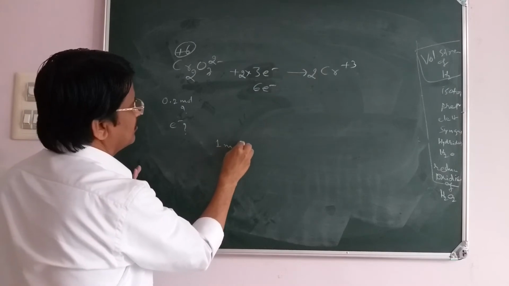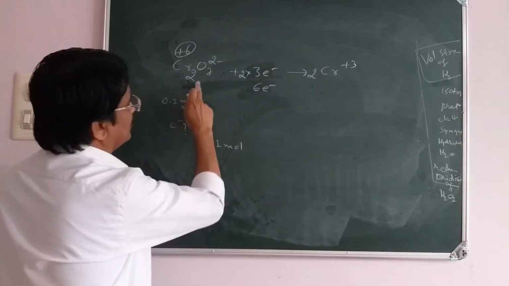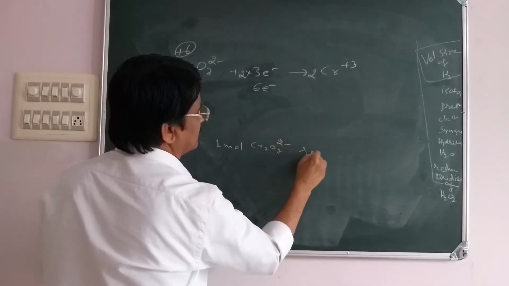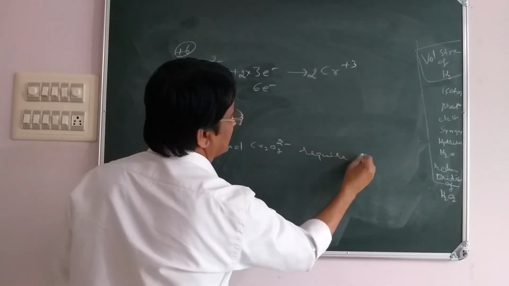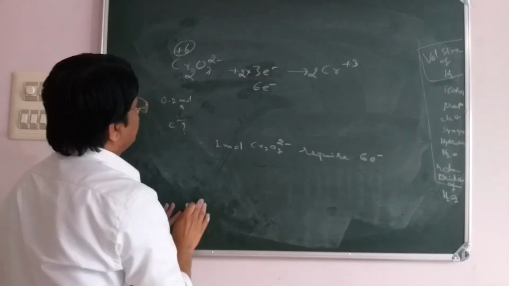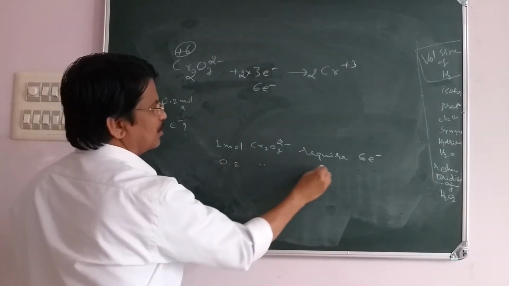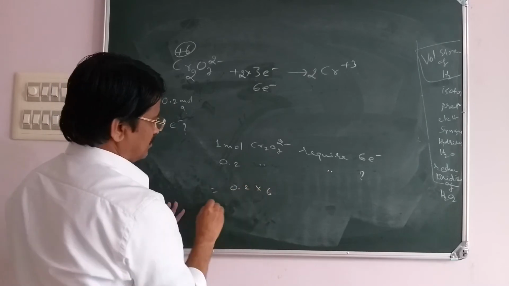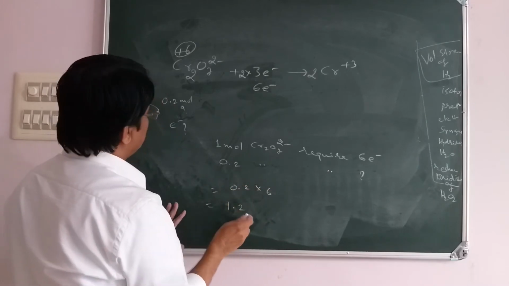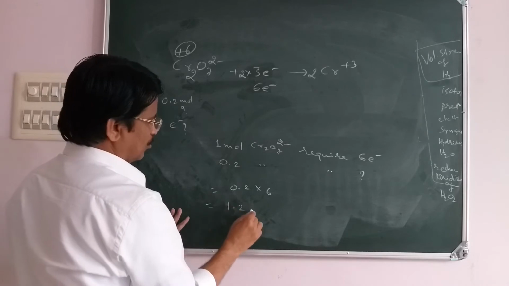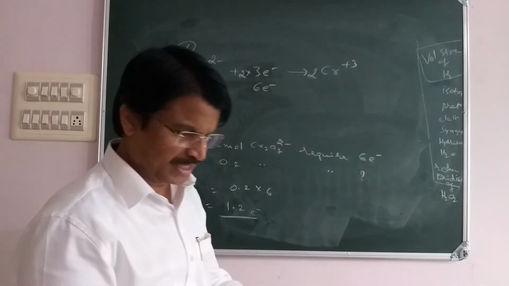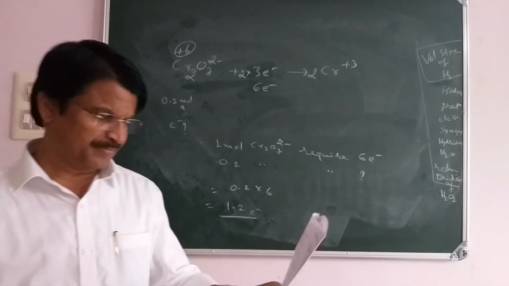Now using this we can write: 1 mole of dichromate requires 6 electrons. 0.2 mole requires how much? 0.2 into 6, 1.2 moles of electrons. Yes, they give the answer in the second option.